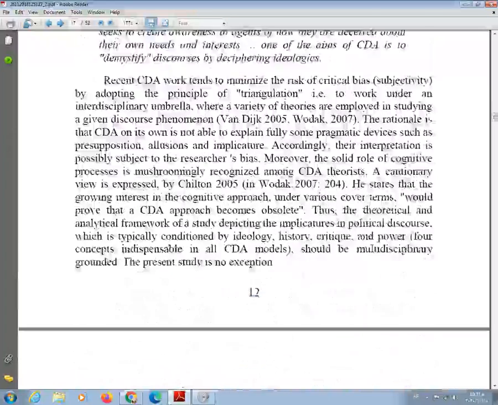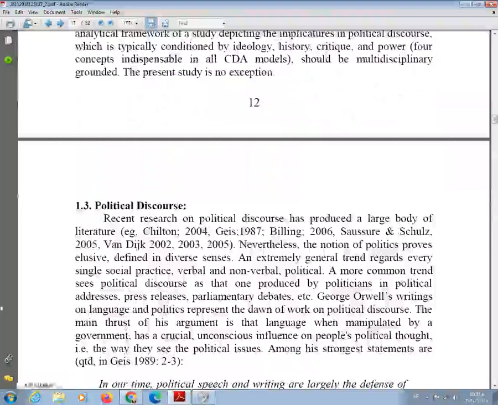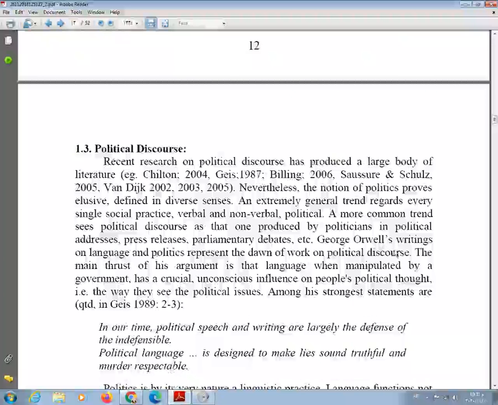Okay, let's have a look at discourse analysis. What's meant by discourse analysis? Political discourse includes press releases, political addresses, parliamentary debates, and so on. And political language is manipulative, and George Orwell, the great writer, says that, in the main thrust of his arguments, language, when manipulated by the government, has crucial and unconscious influence on people's political thought. The language a particular government uses has a crucial and unconscious influence on people's political thought.